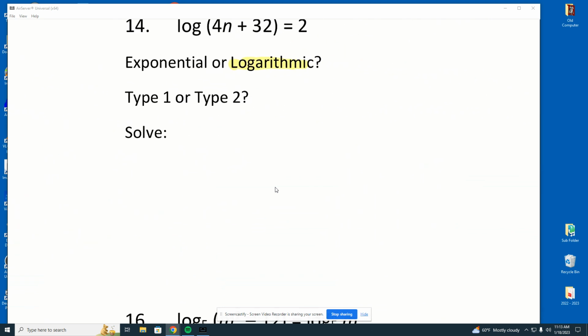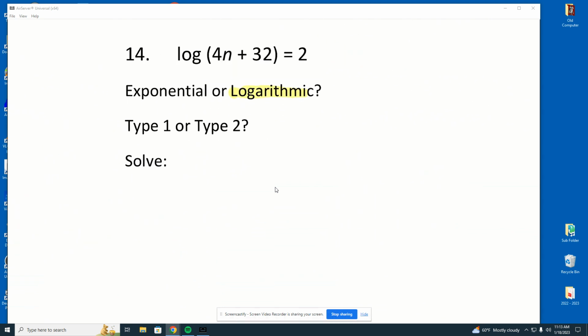All right, 14, definitely logarithmic. I don't have log on both sides, so this is, for our review purposes, type 2. Log equals a number. So we rewrite it as an exponent. The base of my log, and this is the only trick to this problem, becomes the base of my exponent. Well, what is my understood base of log? So it's 10 to the second power equals 4n plus 32.